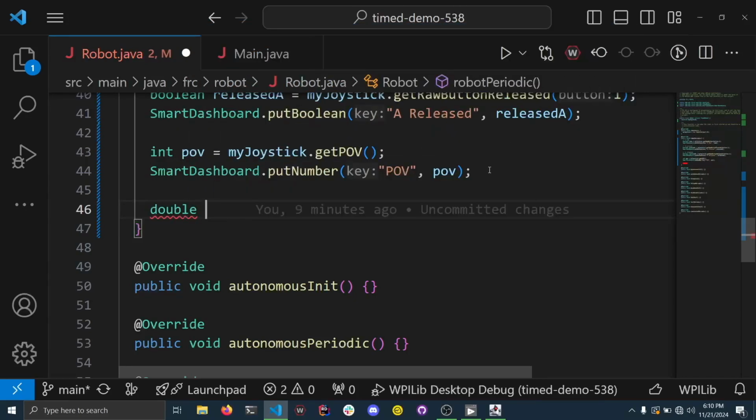So double. And which axis do we want to get for starting? Would be an easy one to do. 0. Well, which one's 0? X axis on the left stick. So we'll call that left stick X. An important note here is we could have called this axis 0, but then you have to remember later what axis 0 is. So we want to give the variable a useful name.